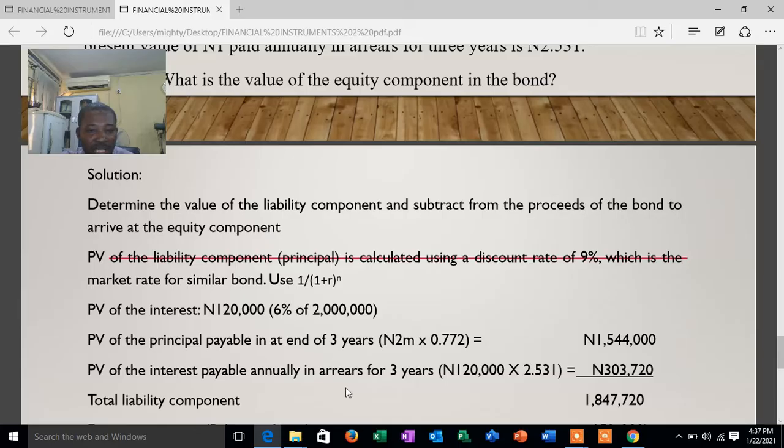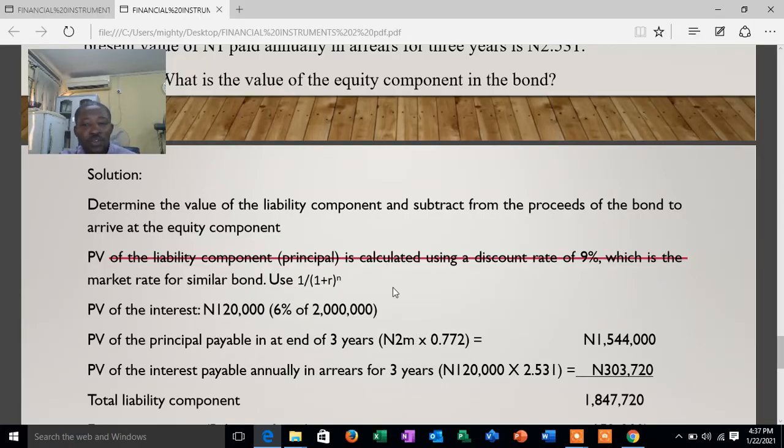Now take note of this: 1 divided by 1 plus R. The R is your interest rate, and then your N. You are using that to determine the cash flow. I want to explain to you how they arrive at those cash flows.